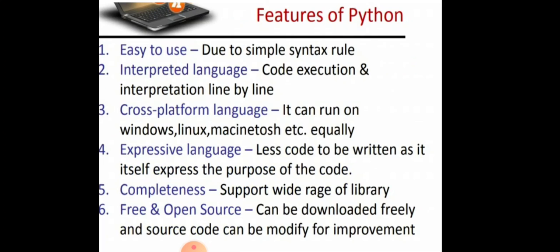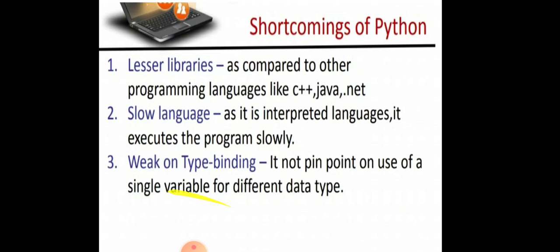Features of Python: it is easy to use. It is an interpreted language, meaning code execution and interpretation is done line by line. Cross platform language, meaning it can be run on any operating system like Windows, Linux, Macintosh, etc. It is an expressive language, less code needs to be written as it itself expresses the purpose of the code. Completeness, it supports a wide range of libraries like math modules, etc. Free and open source, it can be downloaded freely and the source can be modified for improvement.